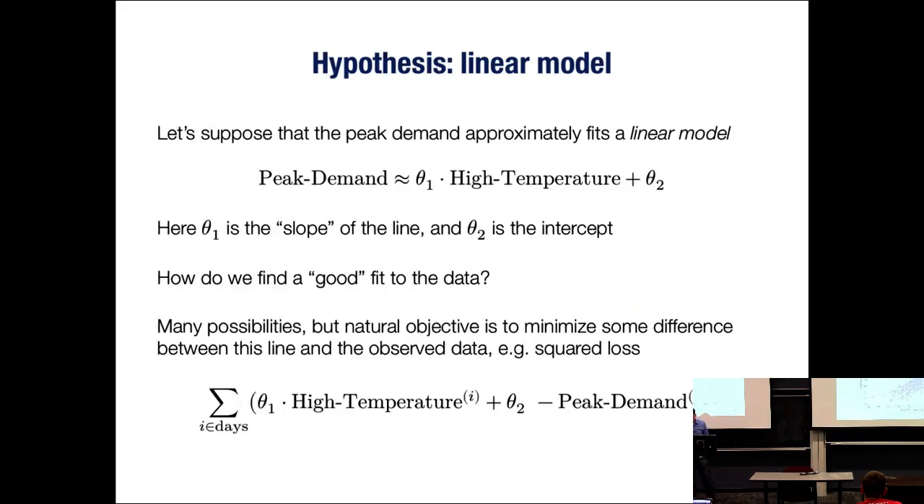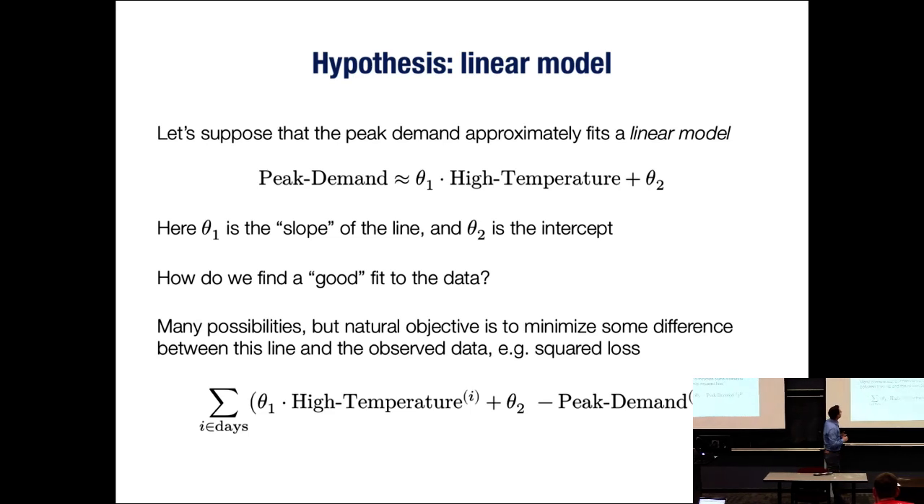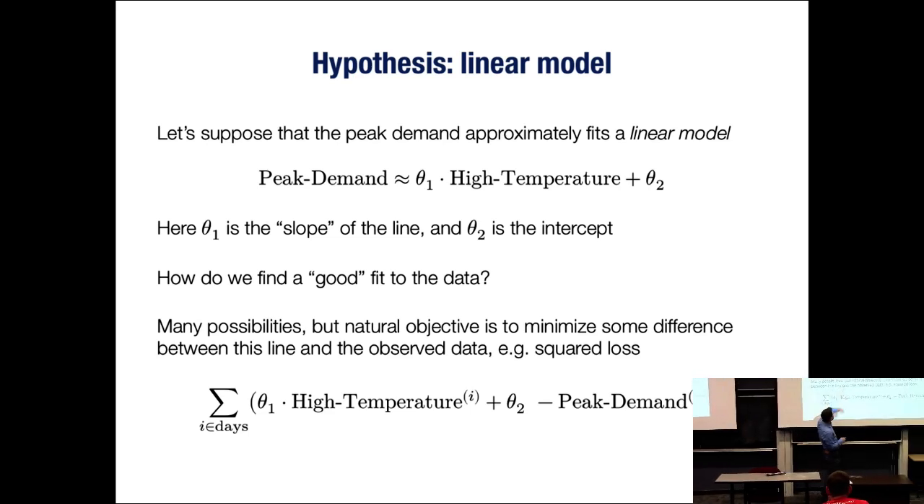And a simple way we can do that is to fit a linear model, right? We're going to fit a model where we approximate the peak demand on any given day as some coefficient times the high temperature plus some other coefficient, where theta 1 is the slope of that line, and theta 2 is the intercept of that line.